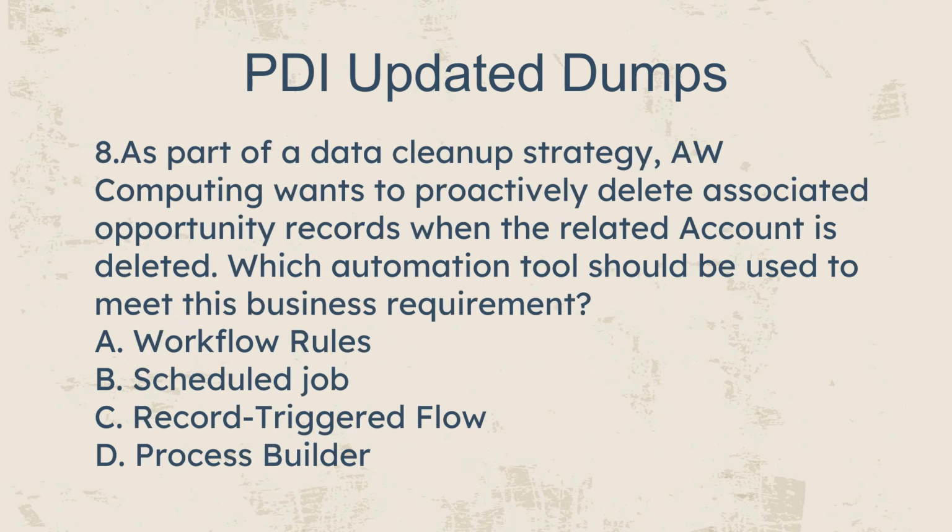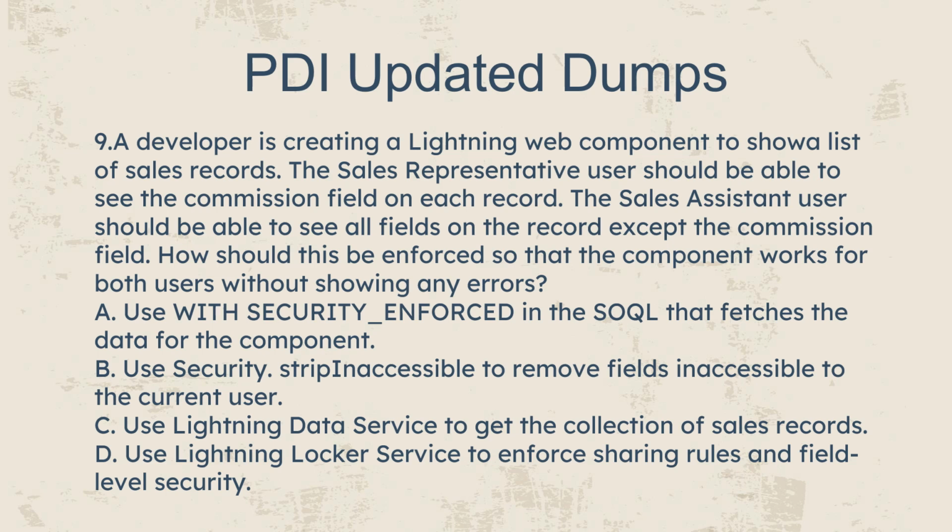8. As part of a data cleanup strategy, Universal Containers wants to proactively delete associated opportunity records when the related account is deleted. Which automation tool should be used to meet this business requirement? A. Workflow rules. B. Scheduled job. C. Record-triggered flow. D. Process Builder.